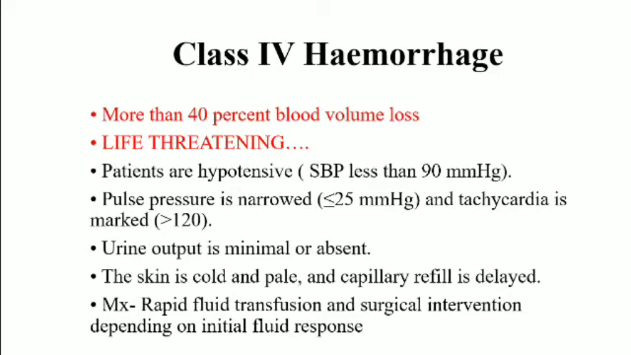Now, class 4 hemorrhage: when more than 40% of blood volume is lost, it is called class 4 hemorrhage, and it is a life-threatening condition. Patients are hypotensive, pulse pressure is narrowed, urine output is minimal, or the patient may be anuric. The skin is cold and pale, and the capillary refill is delayed. Management of class 4 hemorrhage is rapid fluid transfusion and surgical intervention depending on initial fluid response.